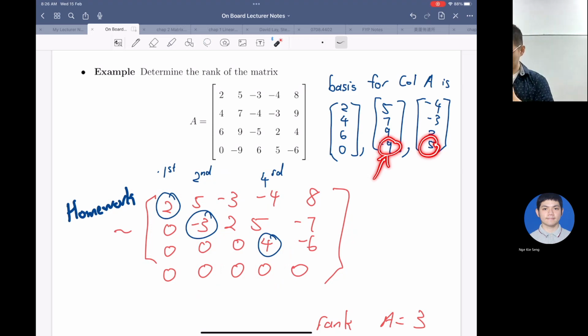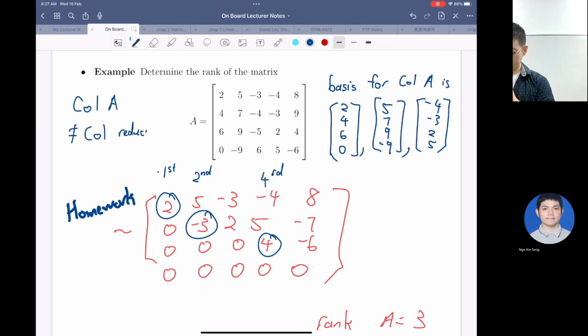Okay. So you always remember that Col A is never the same as Col reduced A. They are never the same. Okay. You have to always pick from the original matrix. Right. Okay. Based on the pivots you have. So in this case here, the basis for Col A is these 3 vectors here.